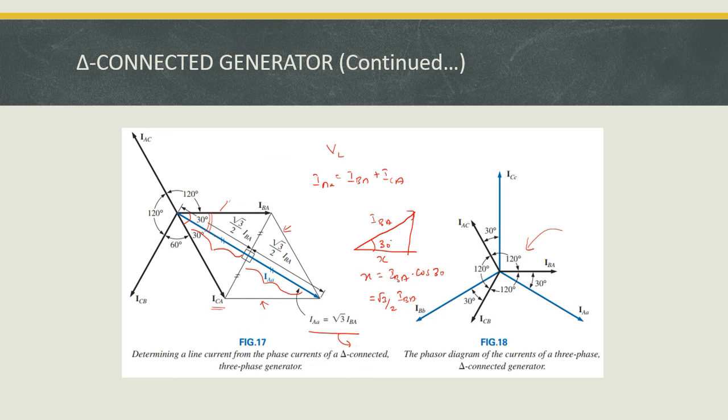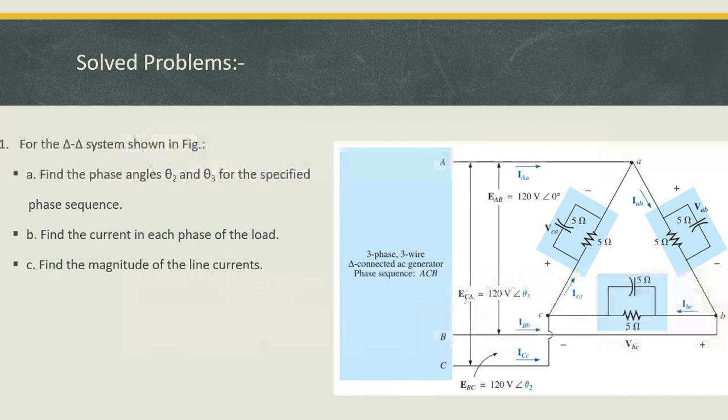Now we see some solved problems in the delta connected generator system. For this problem, the delta connected generator is connected to a delta connected load, where in each phase of the load the resistance and the capacitive reactance are connected in parallel. For this problem we should find the values of the phase angles theta 2 and theta 3, the current in each phase of the load, and the magnitude of the line currents. Here we take a balanced load.